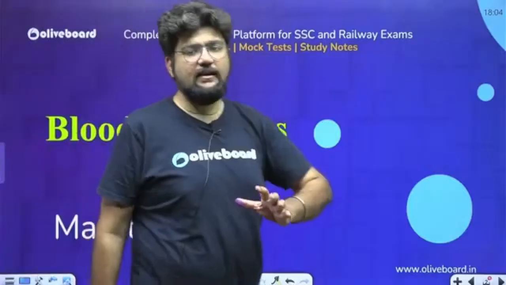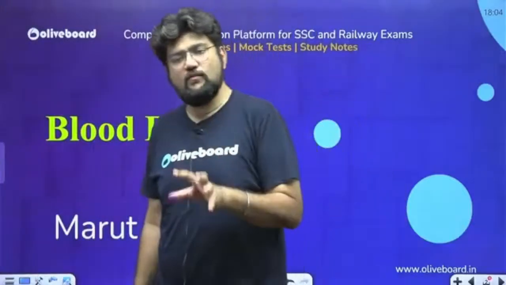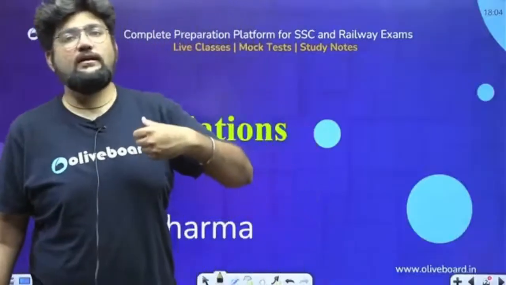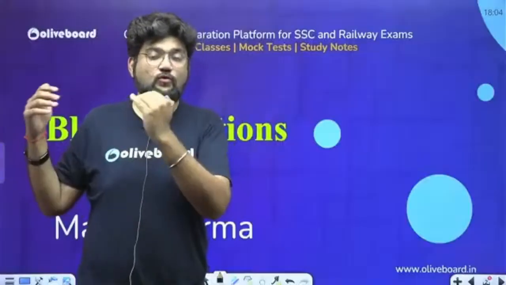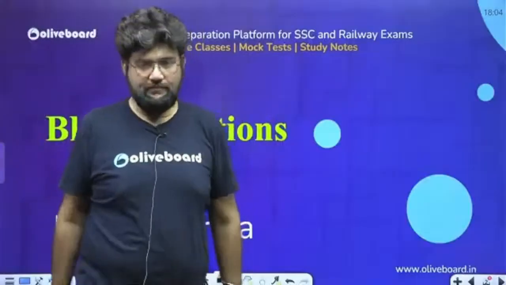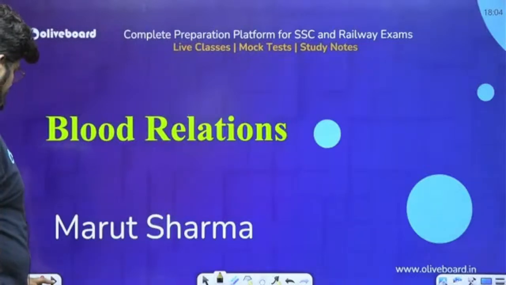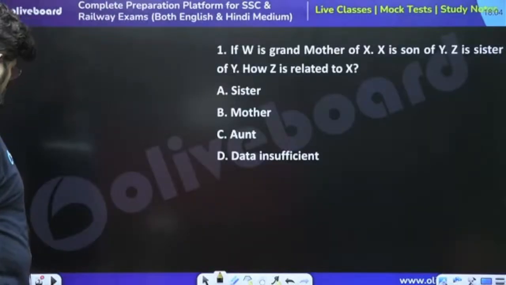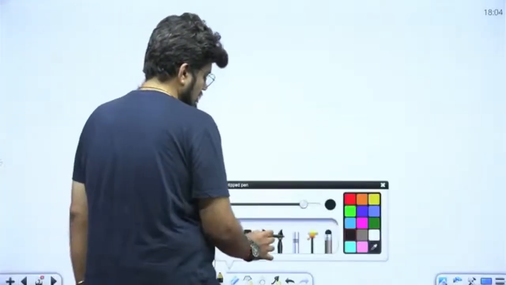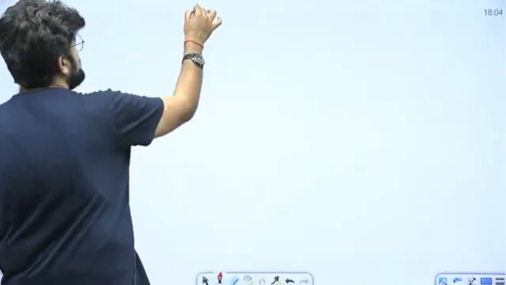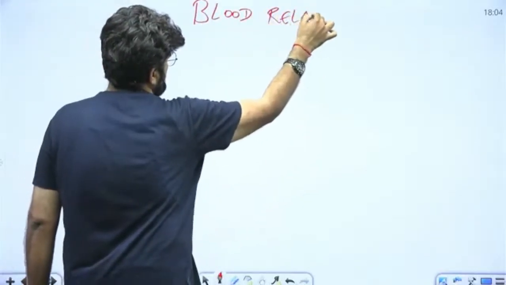So when I say blood relations, the understanding of the basic is absolutely necessary. You have to understand what the basic is, how to relate, how to draw a relation, how to convert it graphically, how to read it better, and then how to analyze accordingly. Okay. So let's start. So when I say blood relations, what exactly happens in this section?